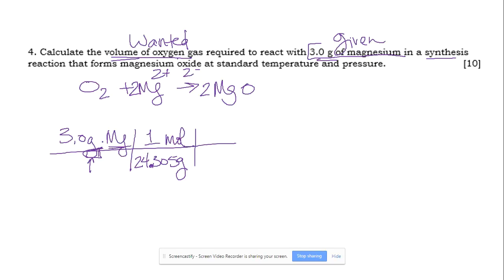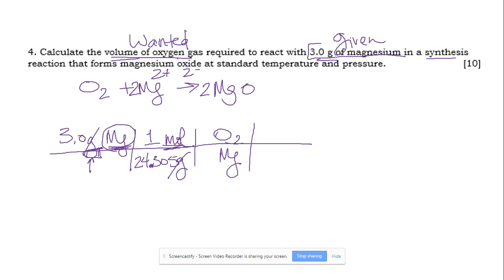So now that I have moles of magnesium, I can flip my moles away from the magnesium. Sorry, that's my cat. Flip my moles away from magnesium into oxygen because I'm given magnesium, but I want oxygen. I want to get rid of magnesium. Right now it's on the top. I want it to go away. I'm going to put it on the bottom. I don't want magnesium. I do want oxygen, so I'm going to put oxygen on the top.